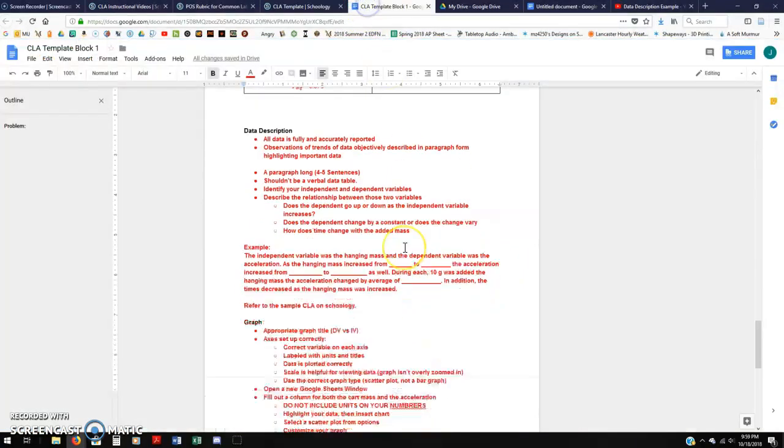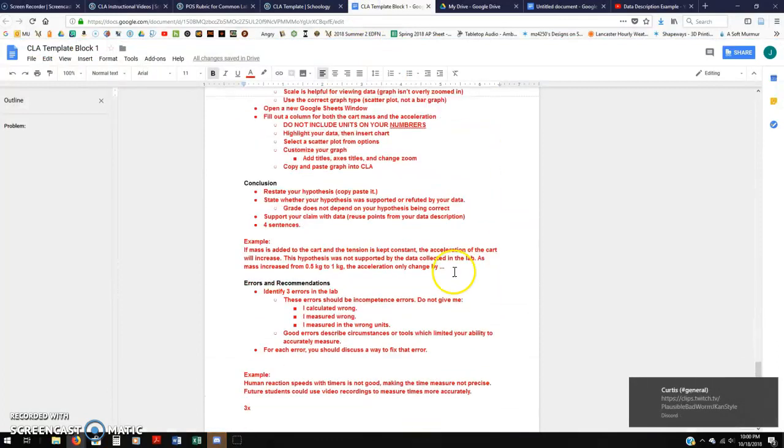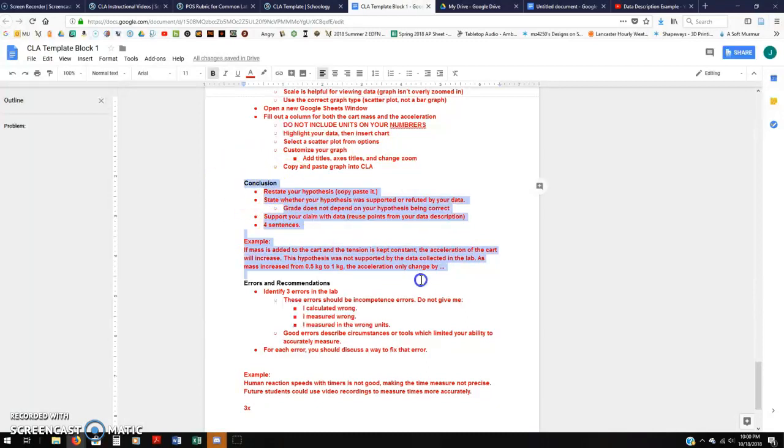So on the actual section here where it talks about the conclusion, we should be first off stating your hypothesis. You can even copy and paste it if you wish. That's fine. And then state whether your hypothesis was supported. Remember, your grade does not depend on if your hypothesis was correct or not. So be truthful. Look back and see if your hypothesis was indeed supported or not.